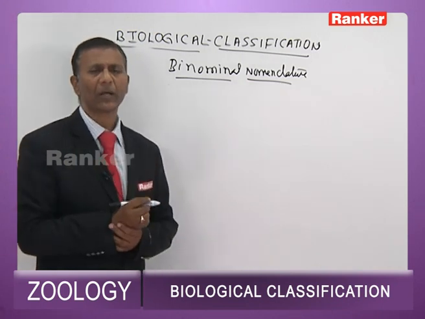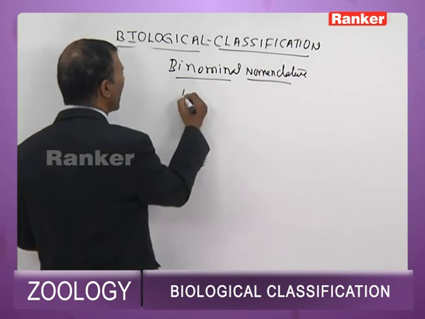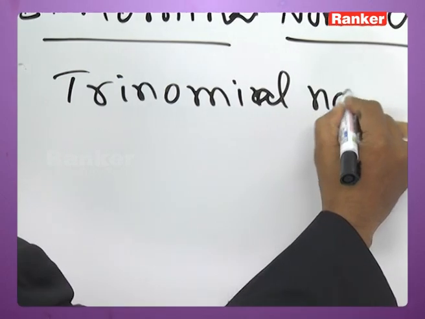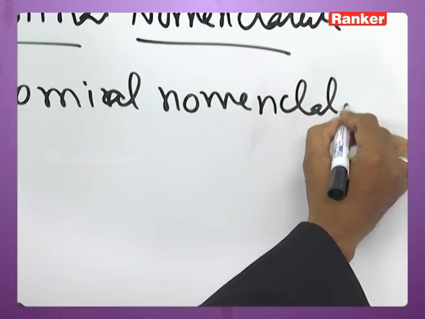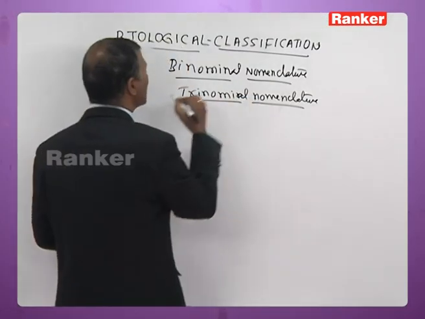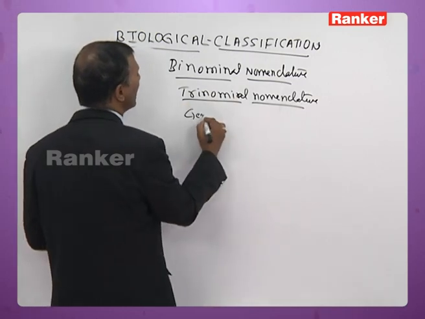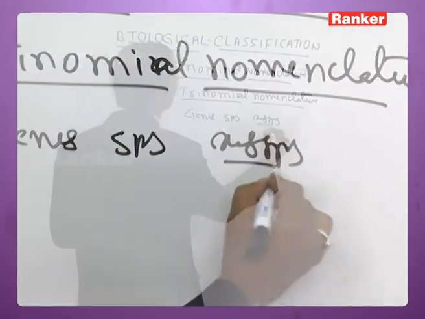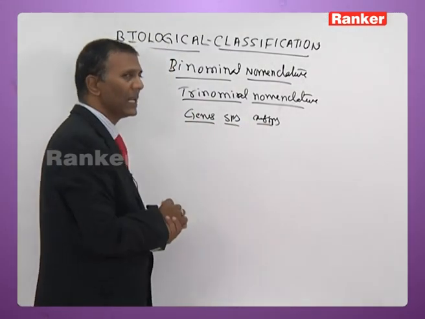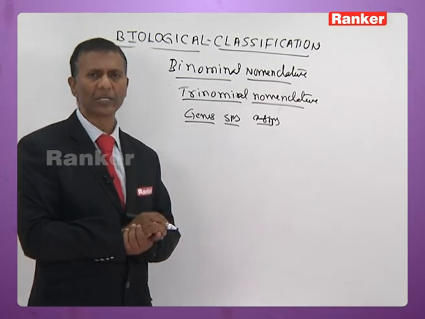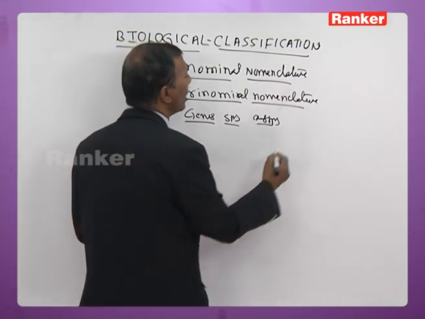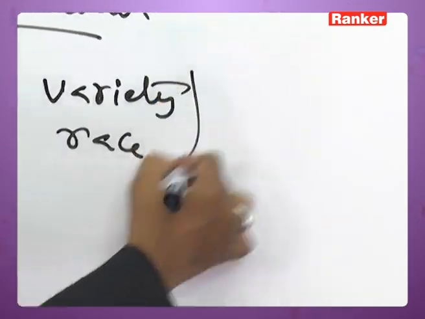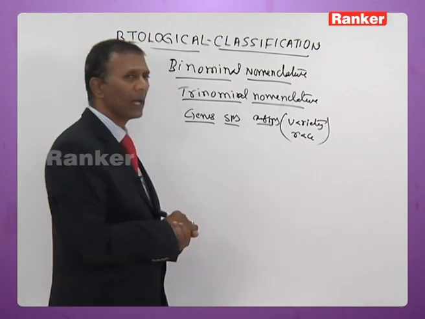We shall talk about trinomial nomenclature. In trinomial nomenclature, the scientific name consists of genus, species and subspecies. The subspecies is also called variety or race.